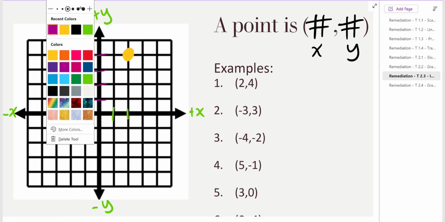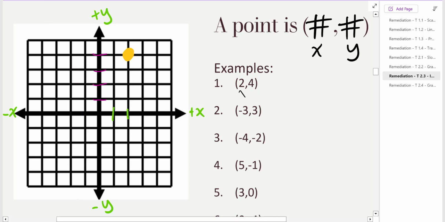Okay, now let's do the next point. That was x, y. Negative 3 and positive 3. So we're going to go negative 1, negative 2, negative 3, and then positive 1, positive 2, positive 3. So that point is right there. So that one's green. This one's yellow.